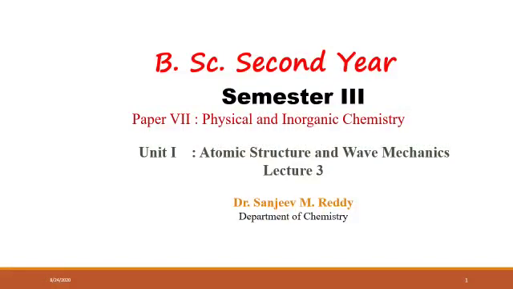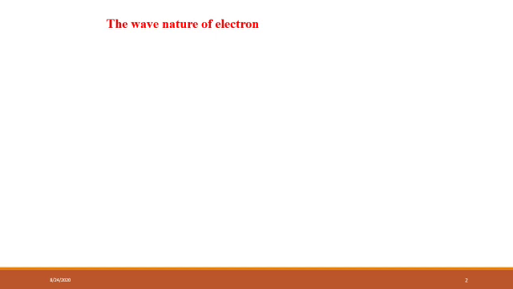Students, the next part of atomic structure that we are going to study in this lecture number 3 is the wave nature of electron. As we have studied, the electron behaves as a particle and also as a wave. So this dual nature of electron can be studied.